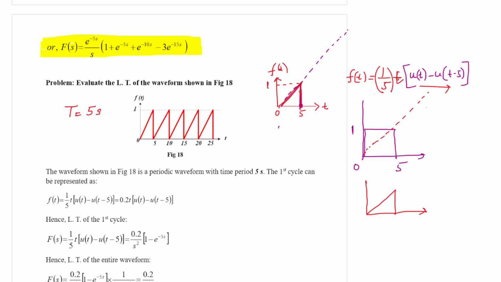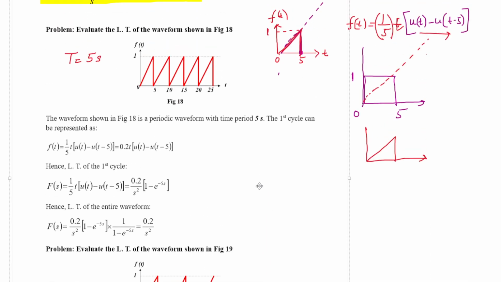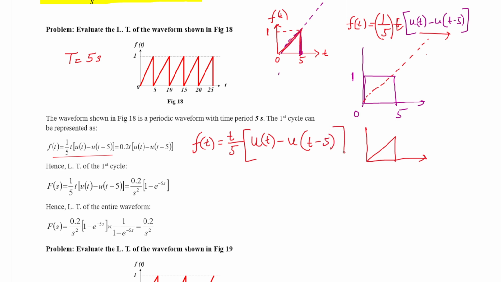You must stop it. So that is why the mathematical representation of the first cycle is this: f(t) is nothing but t by 5 minus u(t minus 5). For u(t) nothing will change.